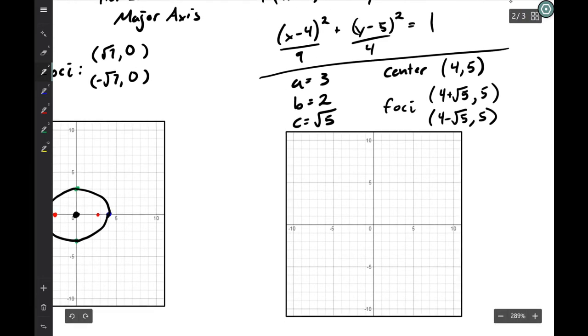It's the same process. So for a picture, you go over 4, up 5, put in your vertices, put in your co-vertices, and then you know that your square root of 5 is a little bit more than 2, so it's going to be about right here, distance away. And that kind of gives you an idea of what to do. You don't need to remember those formulas. You can go through and draw a little sketch and figure out what's going on, just like we did with the parabolas. Creating sketches in these problems is a really good idea.